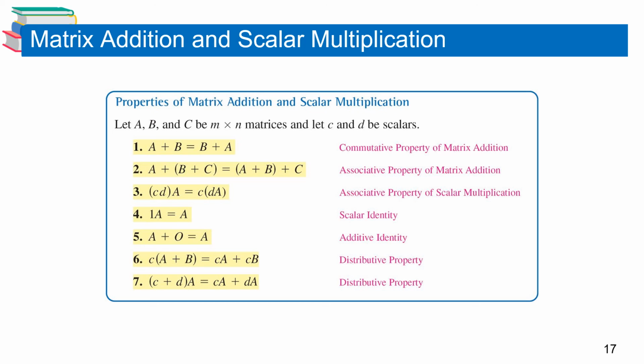Then I have the distributive property, which says if I'm multiplying by a scalar, I can either add the two matrices first and then multiply by the scalar, or I can distribute that scalar in and multiply it by each matrix and then add. And then lastly, I have the distributive property again, just a little bit more in depth. If I have two scalars, I can add those two scalars first and then multiply by the matrix, or I can multiply each scalar to the matrix and then add the two matrices together.